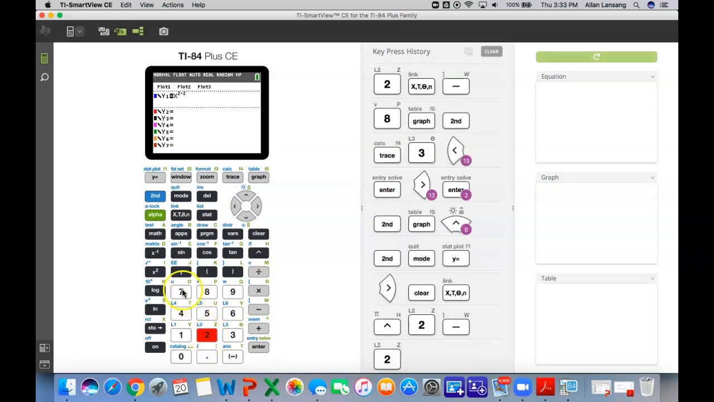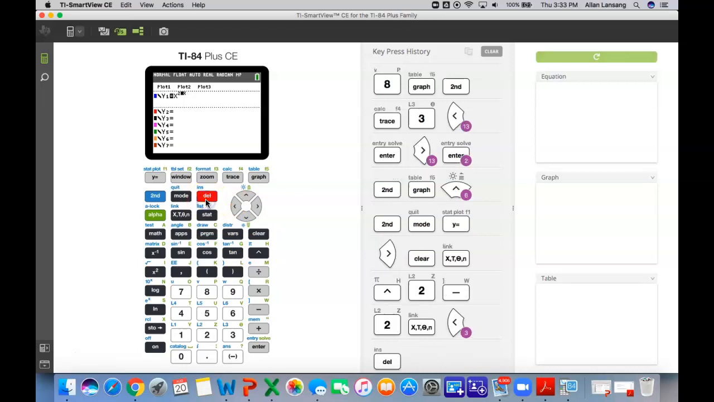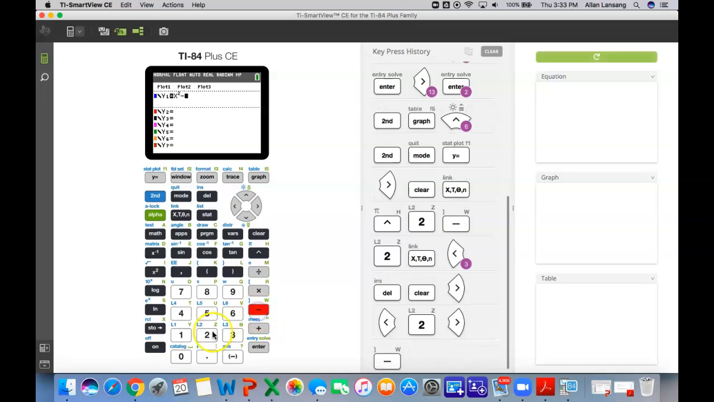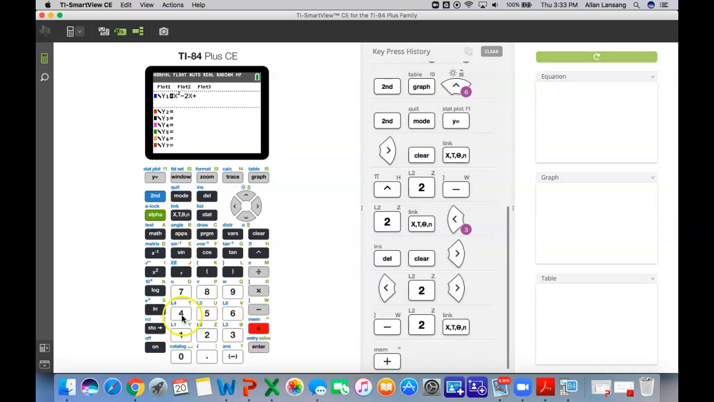minus 2x. I'm sorry, everything is on top, so we can delete this one here. Okay, didn't notice this earlier. Okay, so we're going to have the power 2, that's x squared, and then move this, and then we have minus 2x, and plus 4. Okay, so graph.